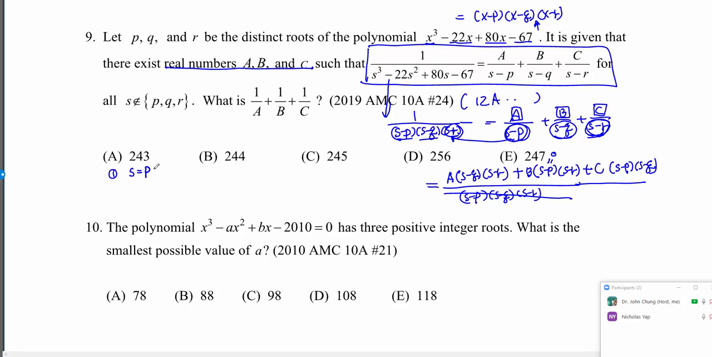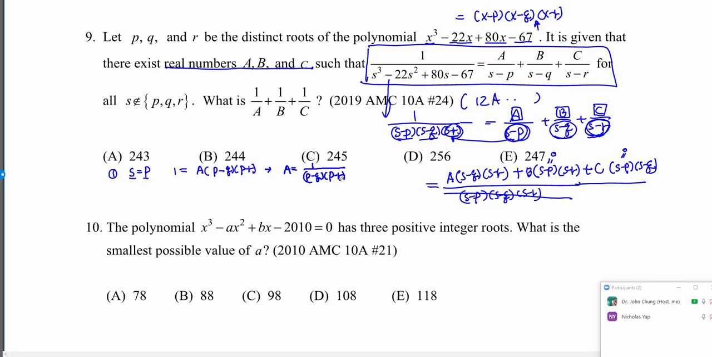What happened? The second term is 0, we know that. The first term is 1 equals A times, what is that? P minus Q, P minus R. The second term is 0 because S equals P makes it 0. All the way 0. That's the first one. From here, what is the value of A? A equals 1 over P minus Q, P minus R, isn't it?